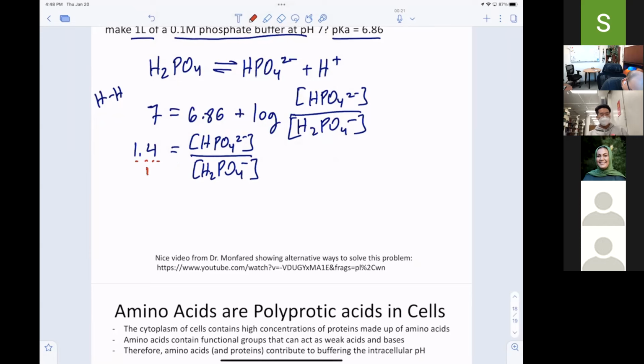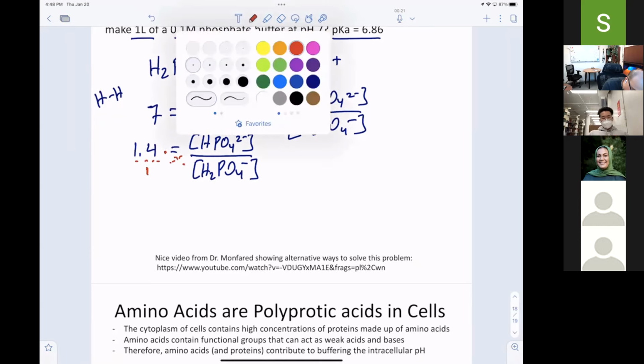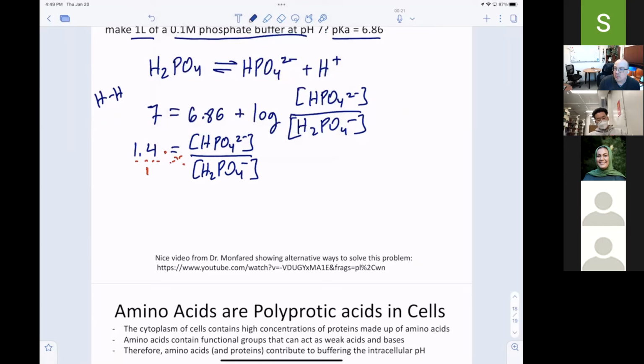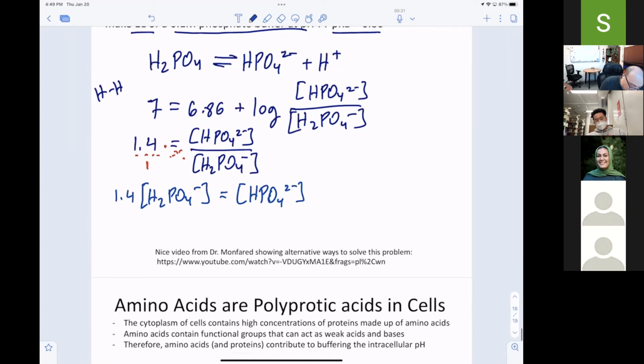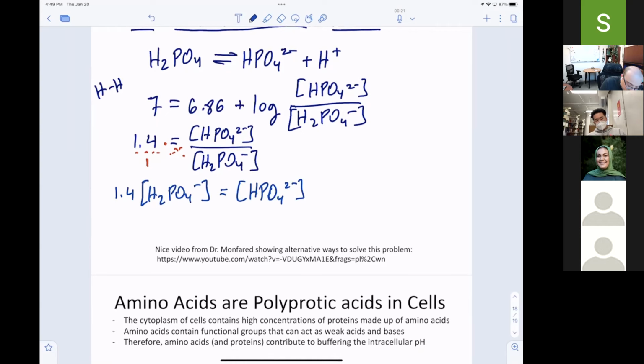And then I can do basically cross multiplication. And from here, it's complete algebra. So whoever is a super algebraic aficionado, go ahead, figure it out, you got this. But other than that, let me show you how to solve it. So you have 1.4 times H2PO4, and that will be equal to the concentration of HPO4 2 minus.